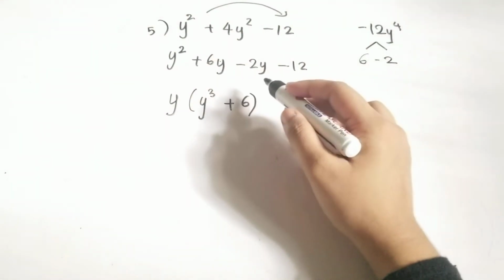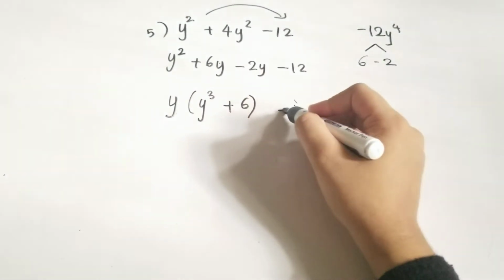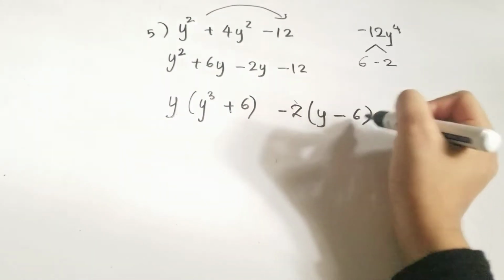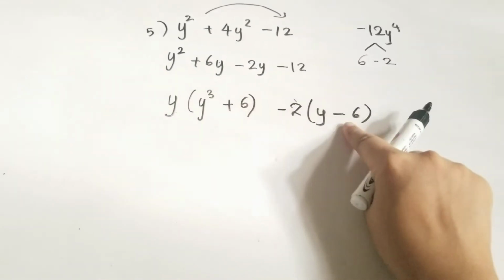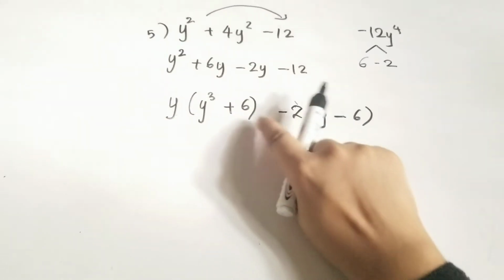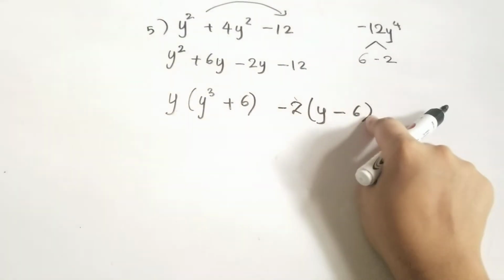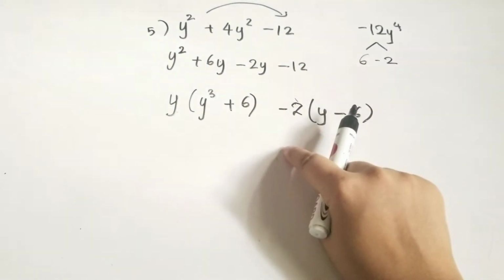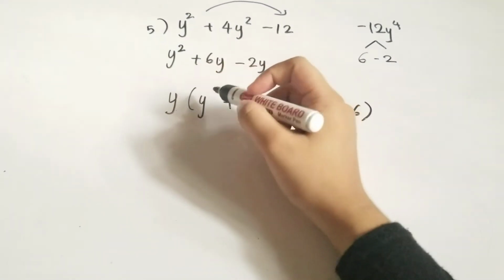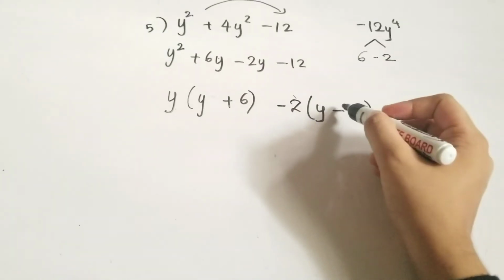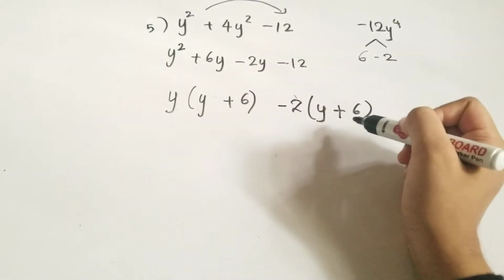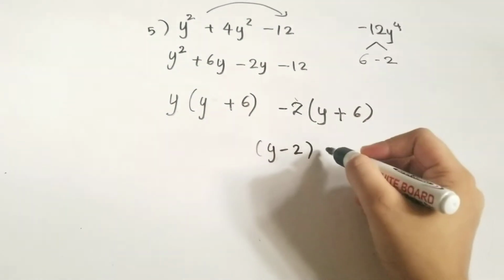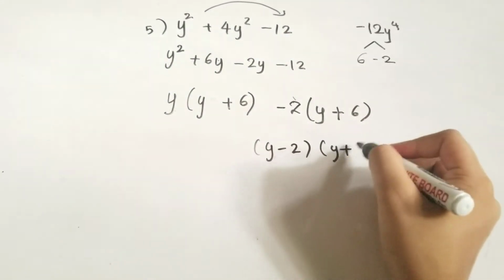Right? If you take it like that, you are getting minus 2 into y minus 6. So you can see factors are different. Like you get y minus 2, y to the power 3 plus 6, and y minus 6. So rather than that, we'll make it y to the power 2, and we'll do it in that manner. Then we can see y into y plus 6. So if we make y plus 6 here, this is okay. Y minus 2 and y plus 6.